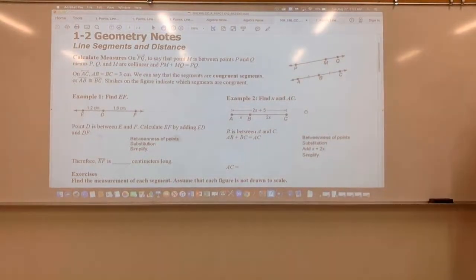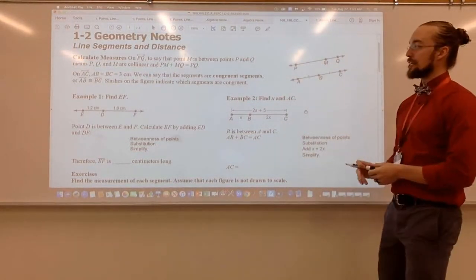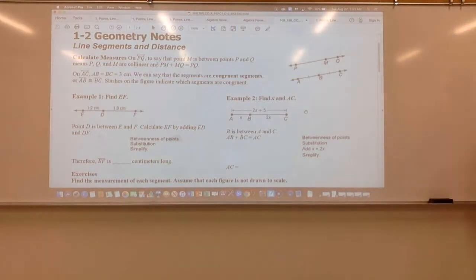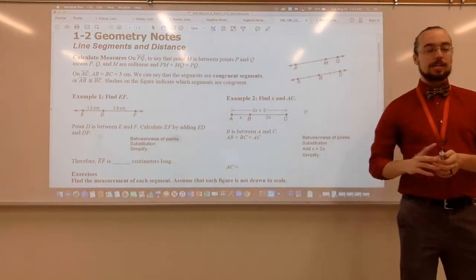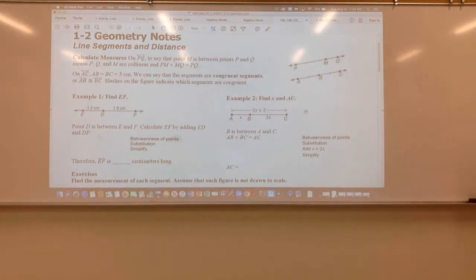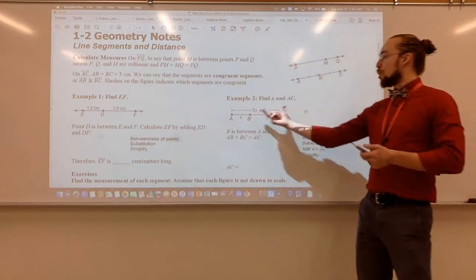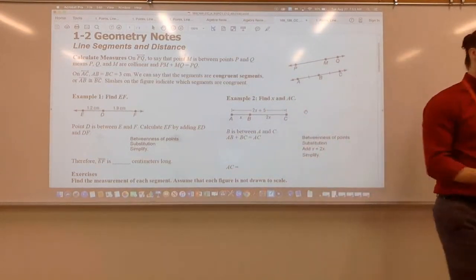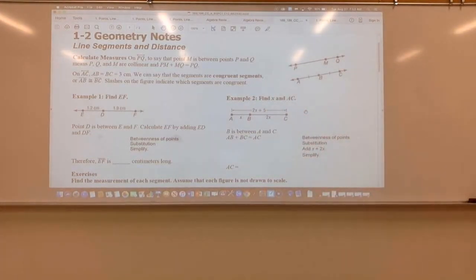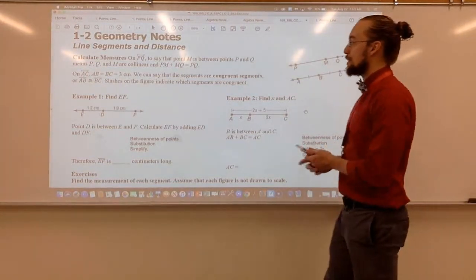Alright, today we are going to take a look at distance and the idea of betweenness. A lot of what we end up doing in geometry is we take an algebra aspect and throw it in there. So we'll look at solving simple linear equations today as part of what we're doing. So this first idea is the idea of betweenness.